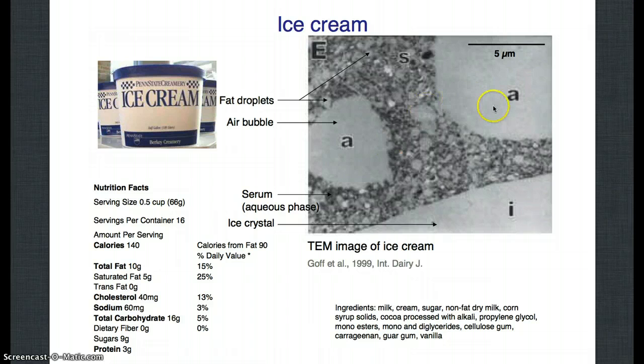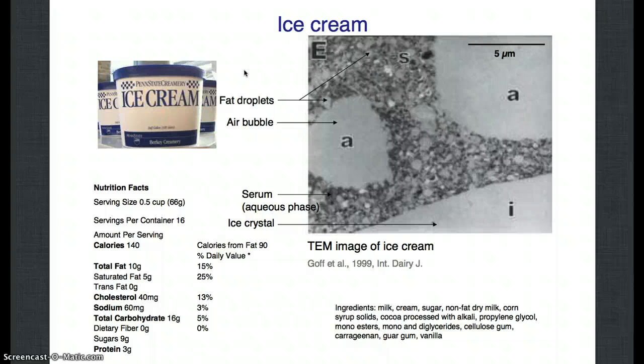Anyway, here's a zoomed in picture of our delicious ice cream from Penn State. We have an air bubble, little fat droplets, ice crystal, another ice crystal. Oh, that's an air bubble. It's labeled with an A. If you need more time, please pause the image.